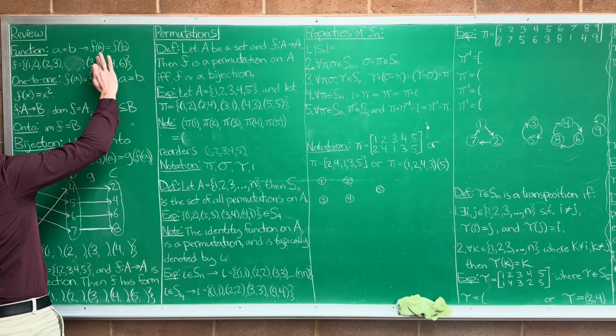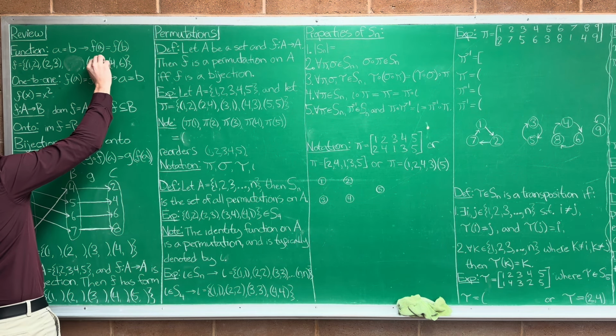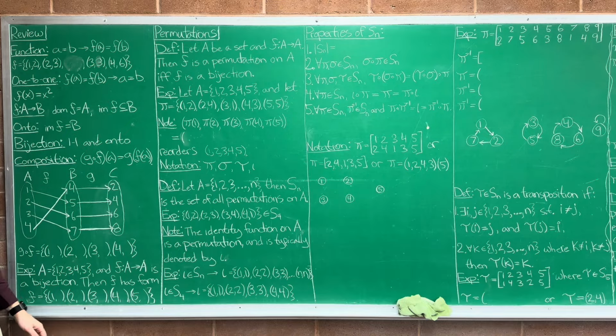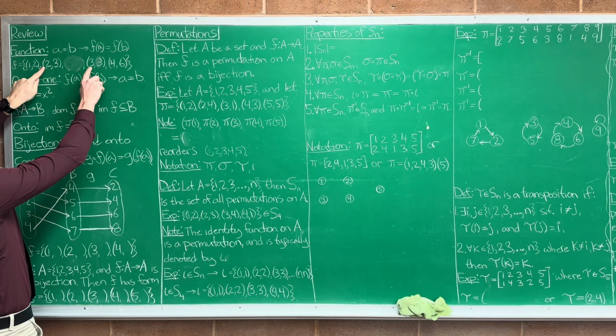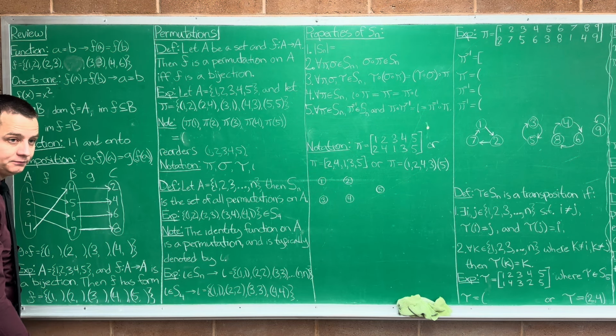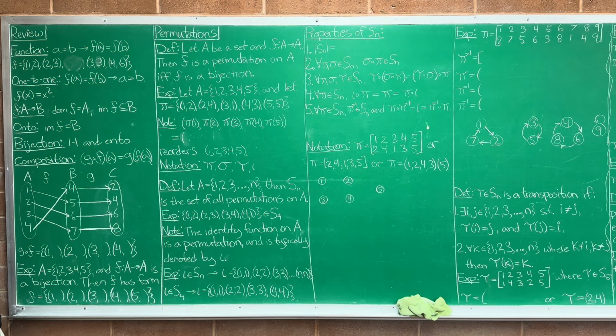If I switch this 3 over here, made 3 also map to 3, now this is not a one-to-one function. It's still a function. Every left-hand element only goes to one right-hand element, but I have the same right-hand element being mapped to from two different left-hand elements. The most common example of a function that is not one-to-one is f of x equal to x squared.